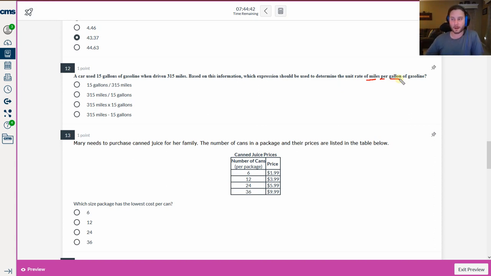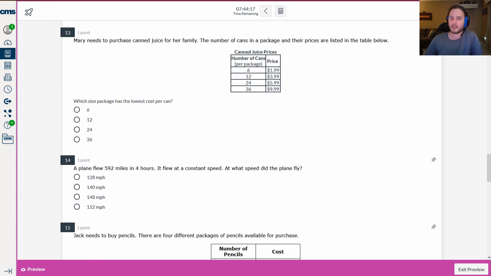So for number 12, we wanted to do the number of miles, 315, divided by the number of gallons, which was 15. So we just have to see which answer choice says 315 miles divided by 15 gallons. And it is going to be this one. Remember, unit rate, it always involves division.